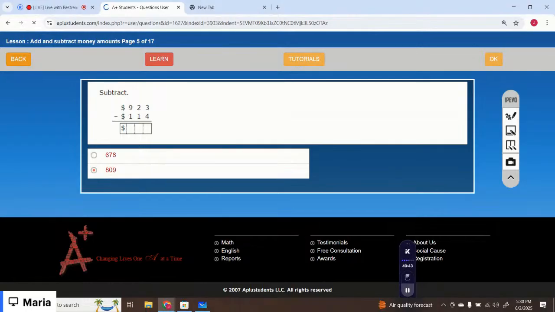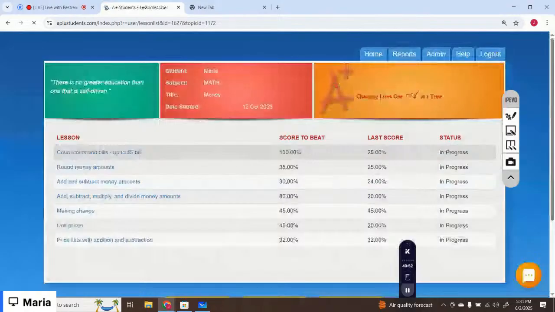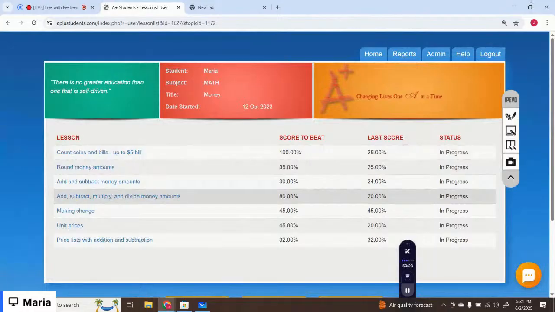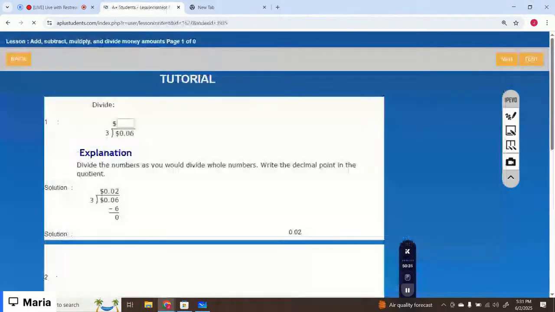Okay, you can complete the lesson by yourself here today. Let me just move on to the next. The next lesson is add, subtract, multiply, and divide money amounts. So let's just start with the lesson.